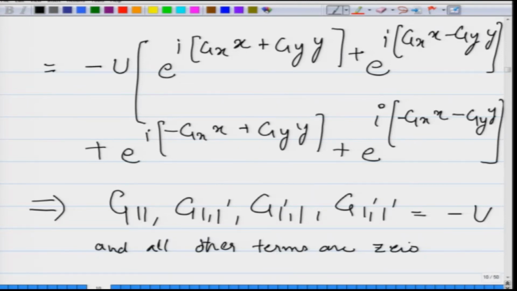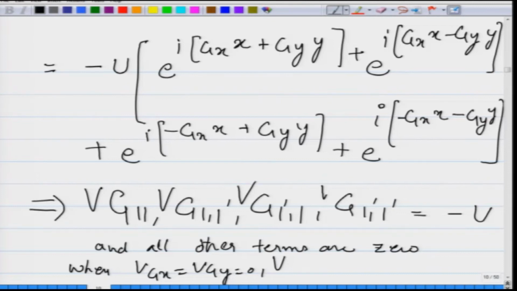So the correct answer is A, where Vg x equals to Vg y equals to 0 and the remaining Vg 1 1 equals to Vg 1 1 prime equals to Vg 1 prime 1 equals to Vg 1 prime 1 prime equals to minus u. So with this, I end assignment number 8.